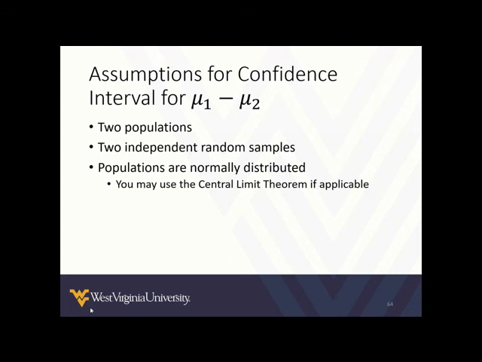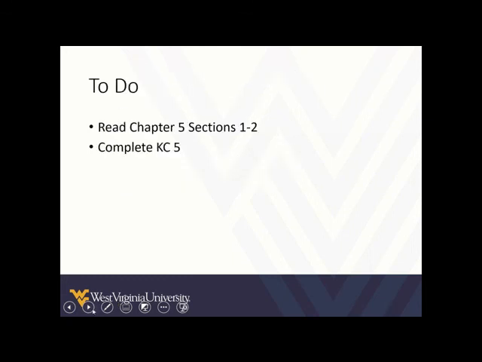Real quick, what are the assumptions we need for the confidence interval? Well, we need to have two populations, two independent random samples, and we do need to assume that these populations are normally distributed, and we may use the central limit theorem if our sample sizes are sufficiently large.